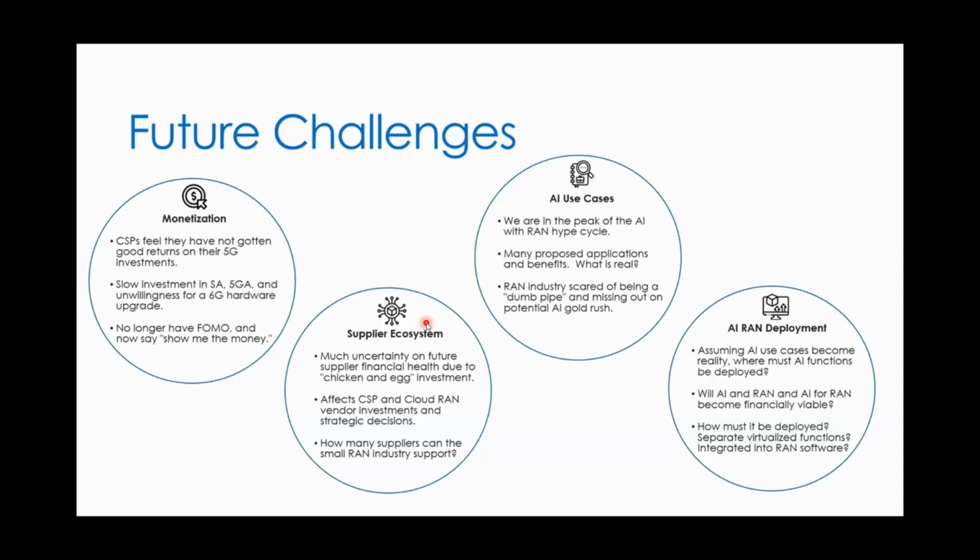So it's hard for other companies to invest because they don't want a case where their supplier kind of disappears on them and so on. So that supplier ecosystem fluctuates a bit, and how that's all going to play out sort of remains to be seen. And again, the AI use cases, we are at the very peak of the AI RAN hype cycle, I would say. What are the benefits?